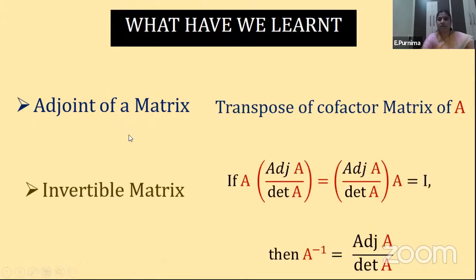And what is the next one? Invertible matrix. If A into adjoint A by determinant A is equal to adjoint A by determinant A into A, equal to the identity, then we say that A inverse is equal to adjoint A by determinant A. This is the formula, children. When can a matrix have an inverse? Only when determinant A is not equal to 0. So whenever you are asked to find the inverse, first check whether it is a singular or non-singular matrix. If non-singular, then only the inverse exists. If it is a singular matrix, then A inverse does not exist.